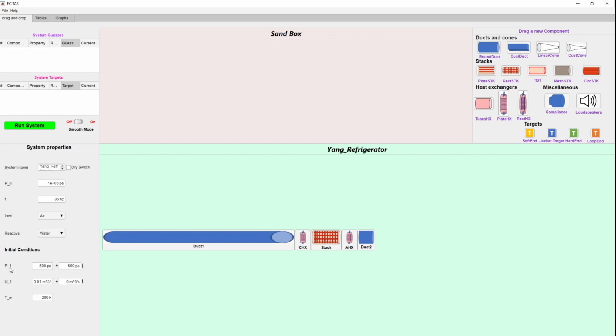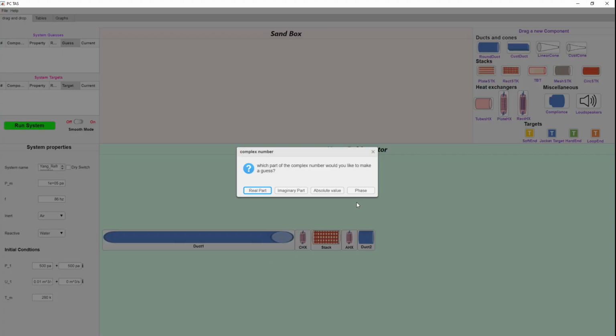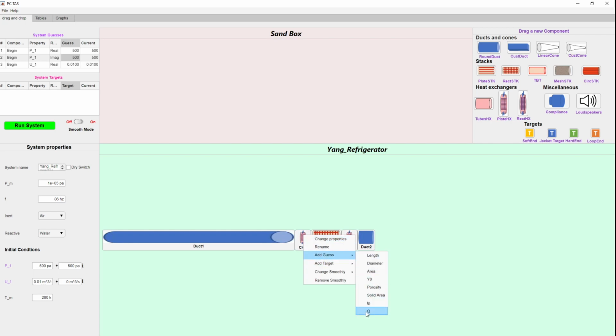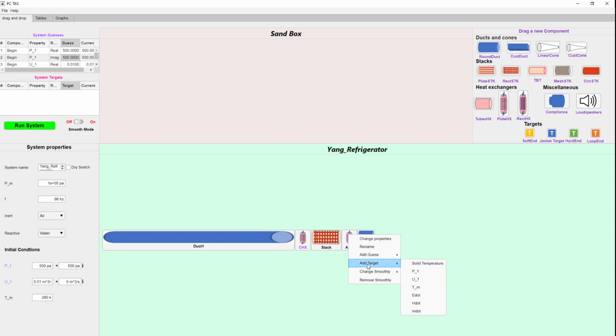We said that the oscillating pressure and velocity at the beginning were pretty much random, so we're going to make all of them guesses. The real part of the pressure, we're going to make a guess. The imaginary part of the pressure, we're going to make a guess. And the real part of the velocity. So these are 3 guesses right here. And next, we're also going to add as guesses the heat inputs in both heat exchangers, because neither of them were known. So we're going to add guess here, heat, and add guess here. That's 5 guesses. And now for the targets.